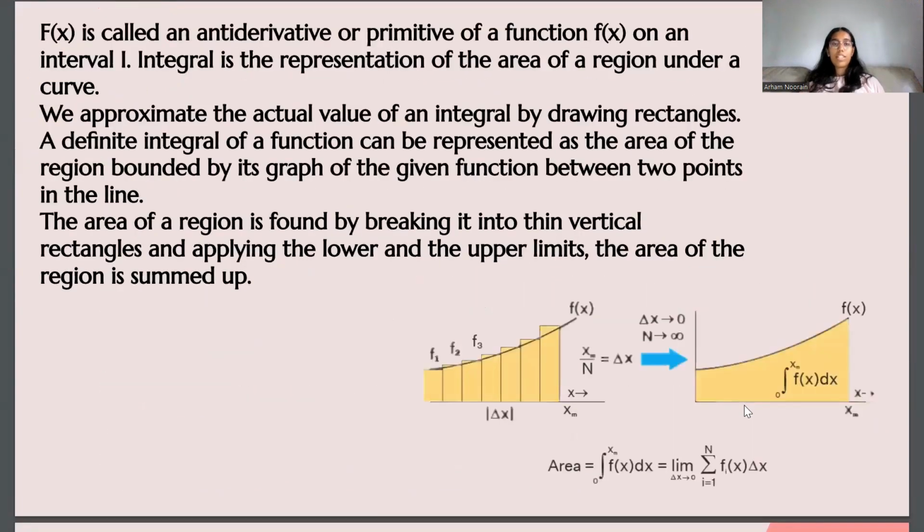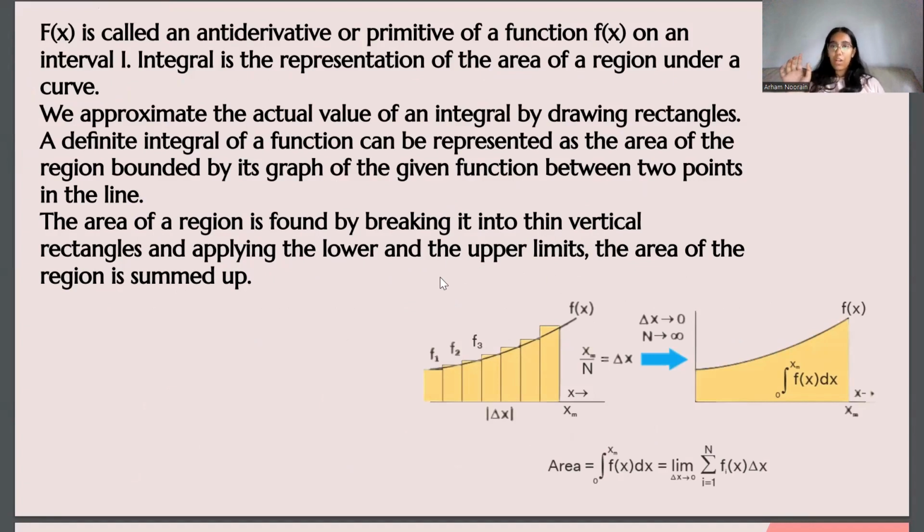F of x is called the antiderivative or the primitive function of f of x on interval I. Integral is a representation of area under the curve. We represent the actual value of the integral by drawing rectangles. The definite integral of a function can be represented as the area of the region bound by the graph of the given function between two points on the line. The area of the region is found by breaking it into thin vertical rectangles by applying lower and upper limits, and the area of the region is summed up.